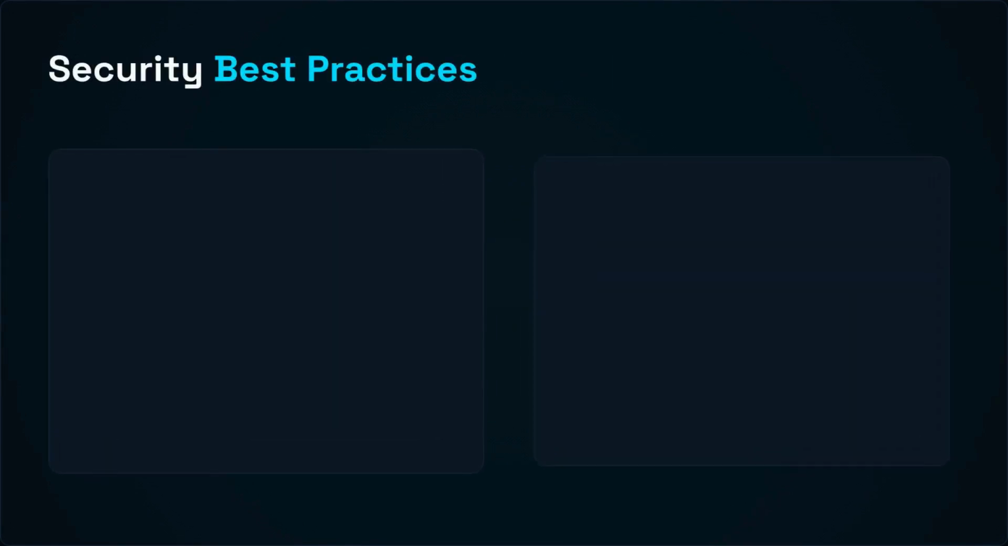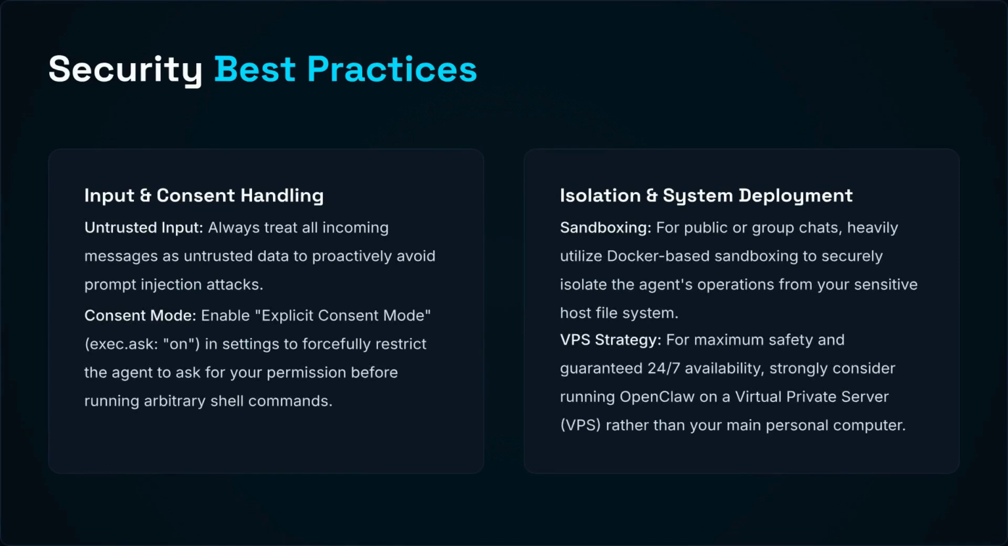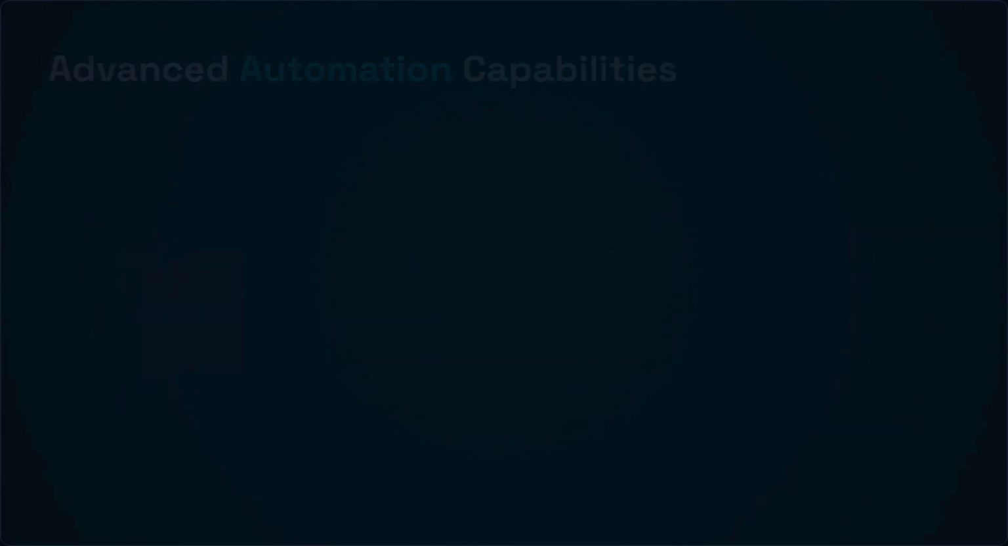For security, always treat incoming messages as untrusted data. Enable explicit consent mode to require permission before running shell commands. For isolation, use Docker sandboxing. And for maximum safety and availability, consider running OpenClaw on a virtual private server or VPS.